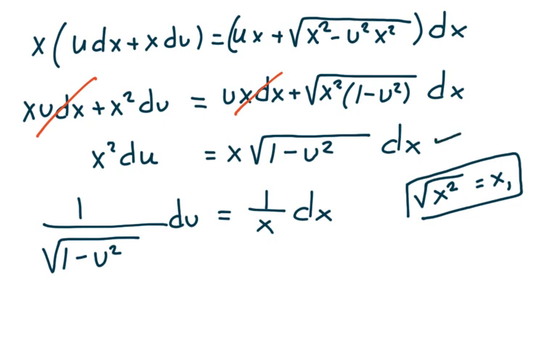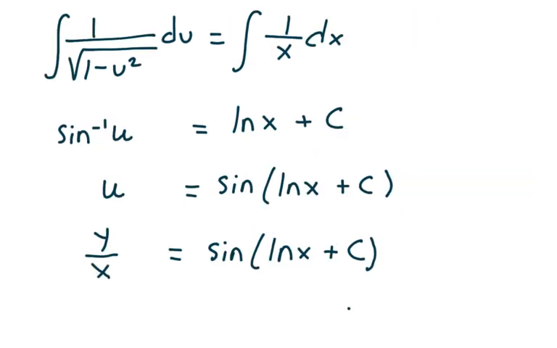So if we look at this line here, we get x squared du is equal to x times the square root of 1 minus u squared dx. If I rewrite this, I get 1 over the square root of 1 minus u squared du is equal to 1 over x dx. Integrating both sides, we get the integral of 1 over the square root of 1 minus u squared du is equal to the integral of 1 over x dx. So arcsine of u is equal to natural log of x plus c.